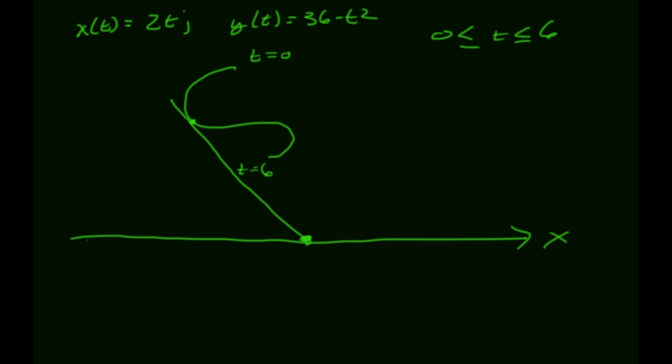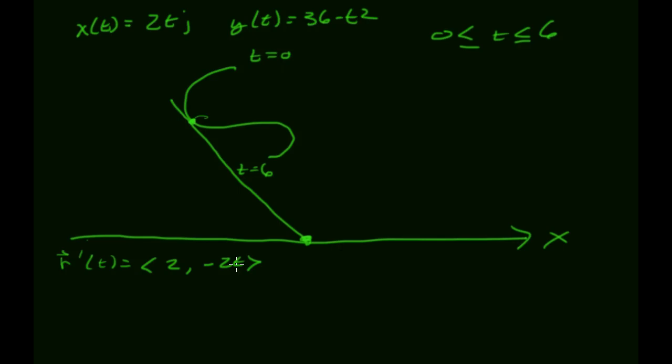Alright, so there's a couple of questions that come up in this free response question. One, what is the velocity of the particle? Okay, so if I want r prime of t, then the derivative of x is 2. The derivative of y of t is -2t. So this is my velocity vector for the particle in space.